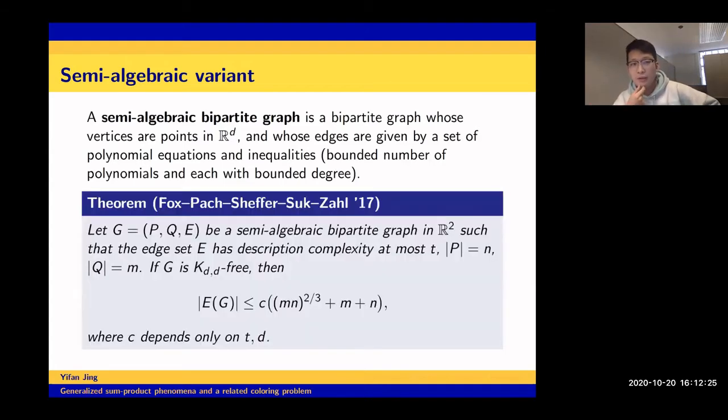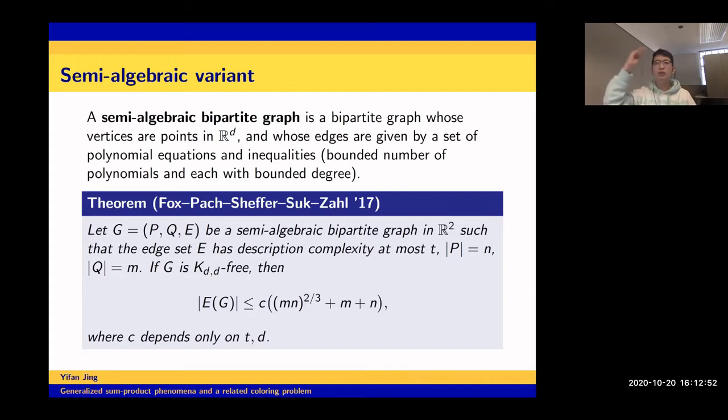And this is a very, very nice result proved by Fox, Pak, Sheffer, Sok, and Zeeuw in 2017. Actually, their result is for a more general semi-algebraic bipartite graph, not only in R squared, but also in D-dimensional Euclidean space, by replacing this 2/3 by D over D plus 1 plus epsilon. So when dimension D is larger than 2, there's an epsilon loss here.